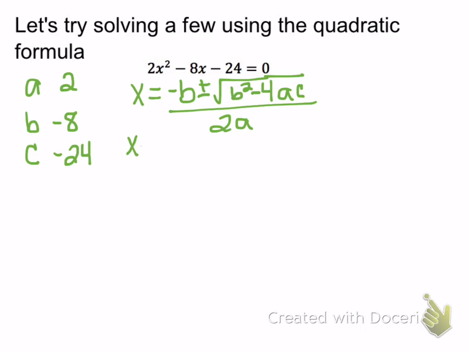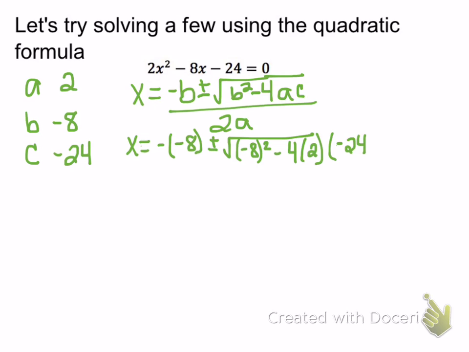So x equals the opposite of my b value, which is negative 8, plus or minus the square root of b squared, so negative 8 squared, minus 4 times a, which is 2, times c, which is negative 24, all over 2 times 2, which is my a value.